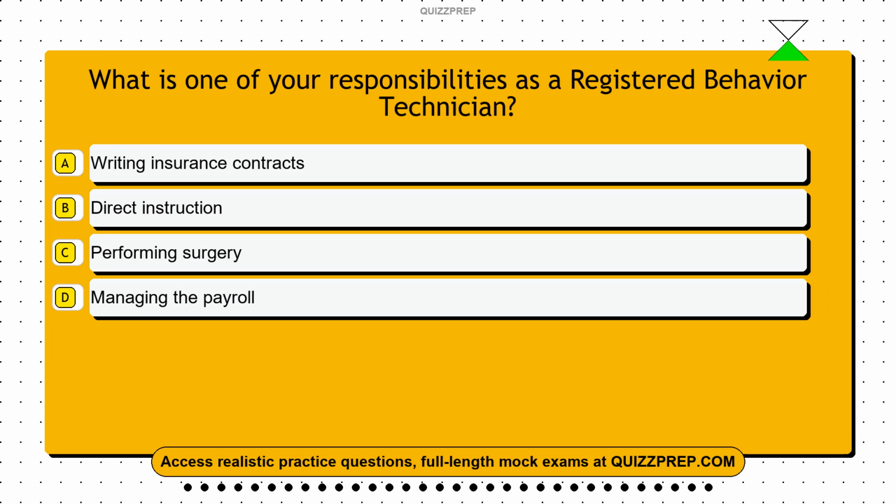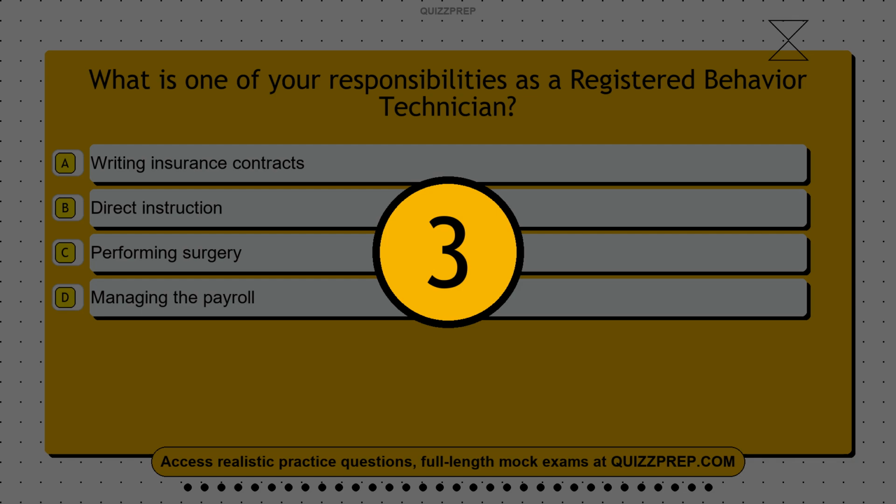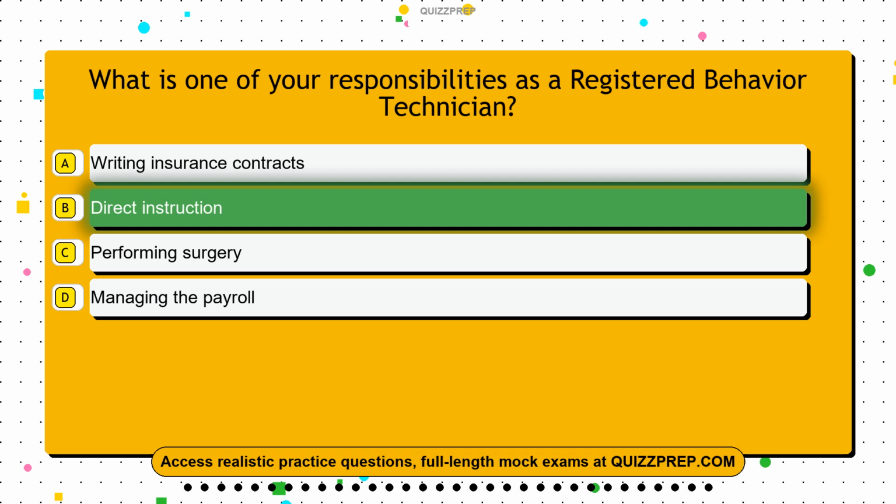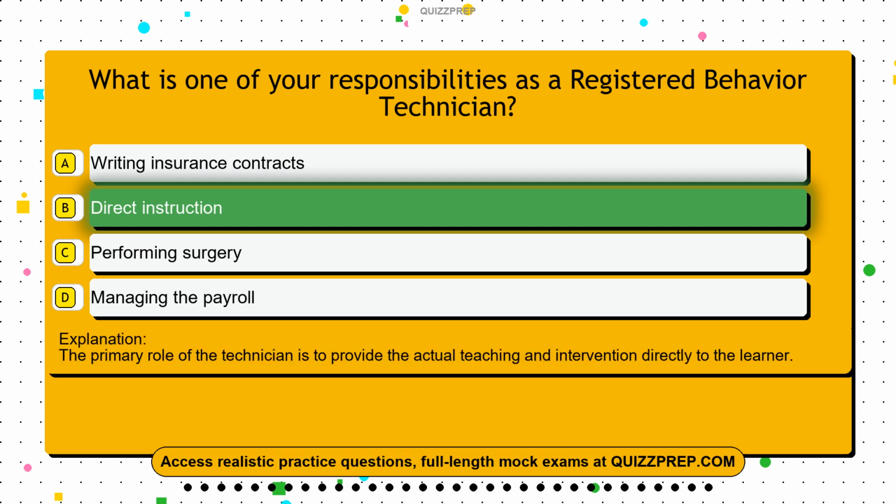Question 20. What is one of your responsibilities as a registered behavior technician? Option A, writing insurance contracts. Option B, direct instruction. Option C, performing surgery. Option D, managing the payroll. The correct answer is option B, direct instruction. The primary role of the technician is to provide the actual teaching and intervention directly to the learner.